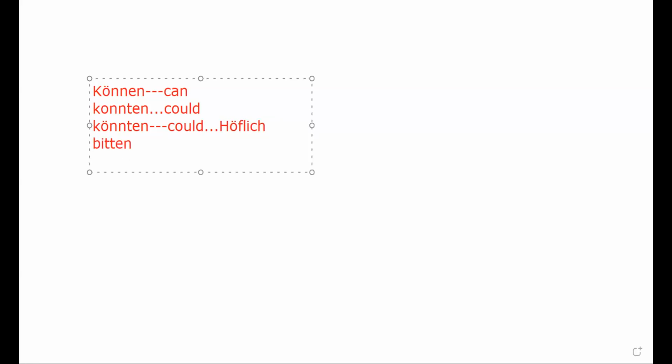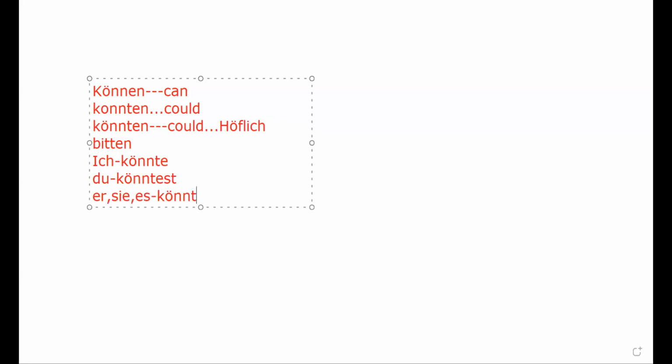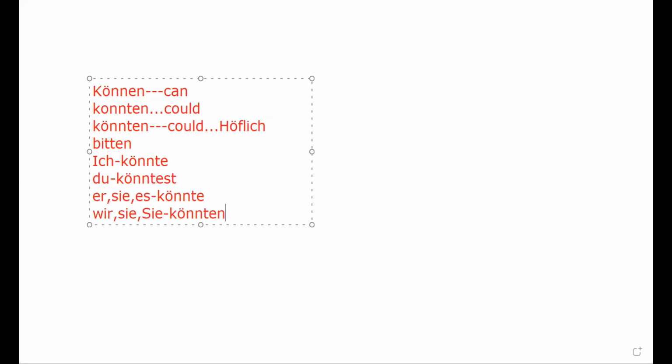So the conjugation of this verb will be ich könnte, du könntest, then er, sie, and es will be again könnte, then wir, sie, and the big Sie is könnten, and ihr will be könntet. So to whom are you using it? Normally, when we don't know that person we always talk in the Sie form. That is the formal address we give.